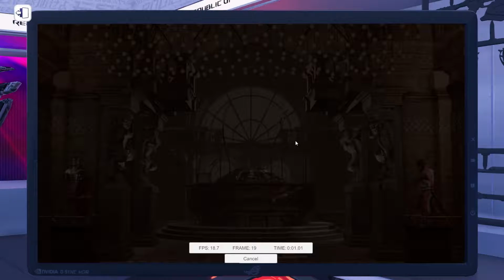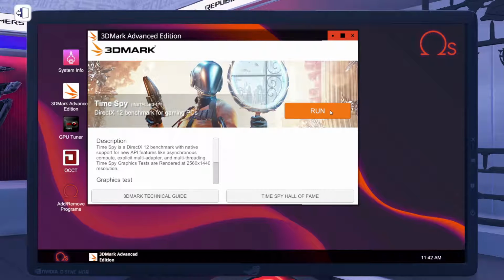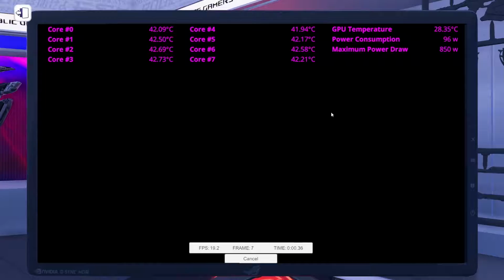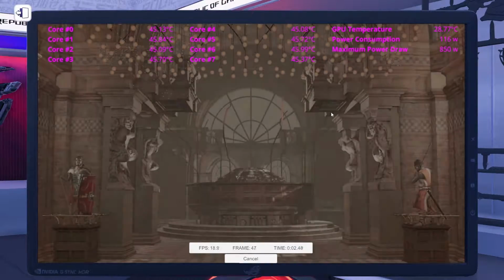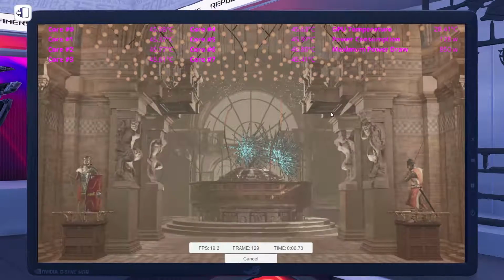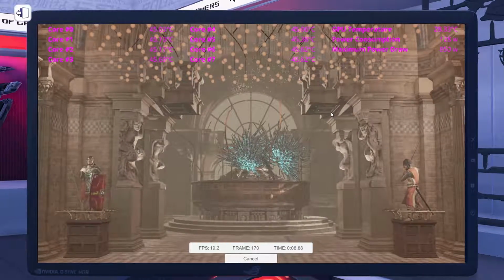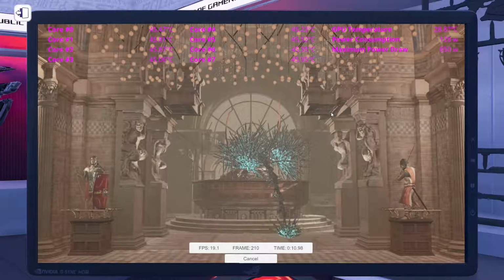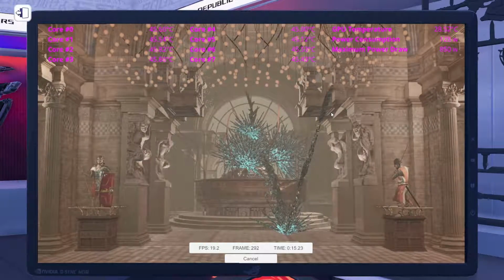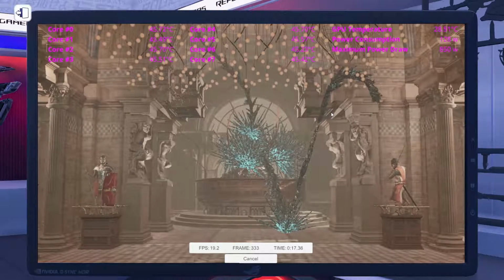So let's click run and see where we get to. Actually, before I do that, I want to open up system info just for the sake of having temperatures. Now, obviously, as we can see, the frame rate is going to be lower because we have literally underclocked everything to its maximum. But I can't lie, I thought it would be a lot lower.